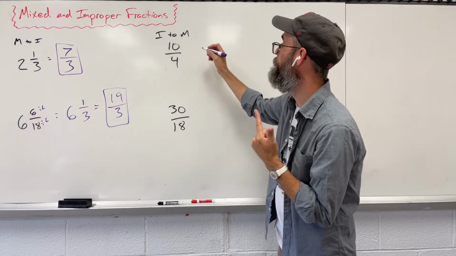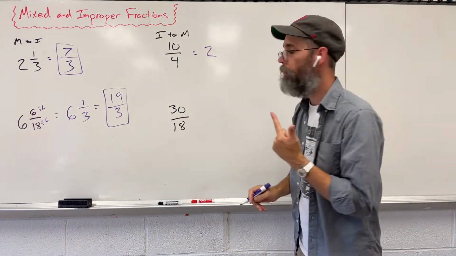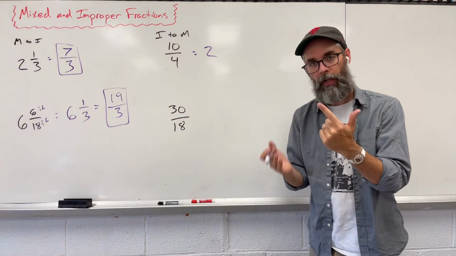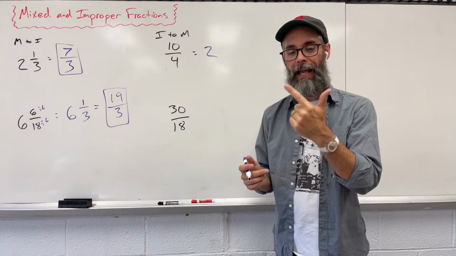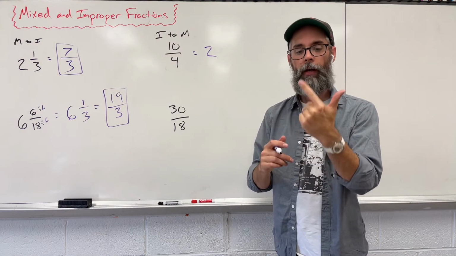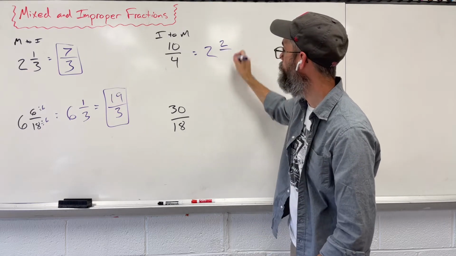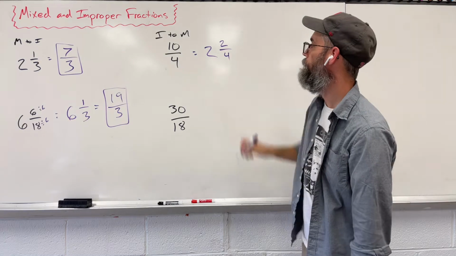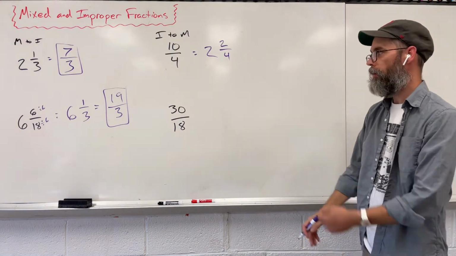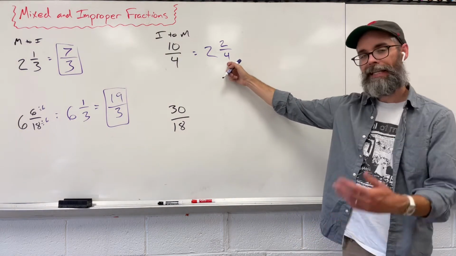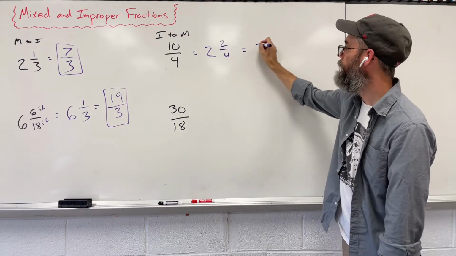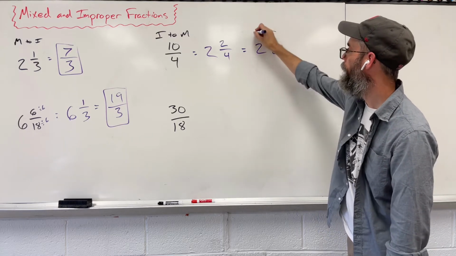That's 2 whole times. Well, if 2 whole ones go in there, I'm left with 2 left over. So I'm saying 8, 9, 10. I'm left over with 2. We keep that denominator. But can I simplify this? Yes, I can. So we rewrite that and say 2 1/2.